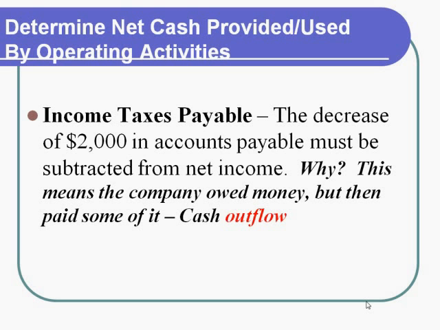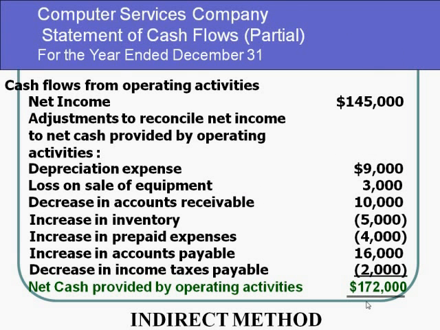On the other hand, income taxes payable went from $8,000 to $6,000, which means the company owed $8,000 in income tax, but they paid down $2,000 of it. So we're going to subtract that. So take a look now. You see accounts payable, that net change being added back. Income taxes payable being subtracted. So we come down to net cash provided by operations of $172,000.